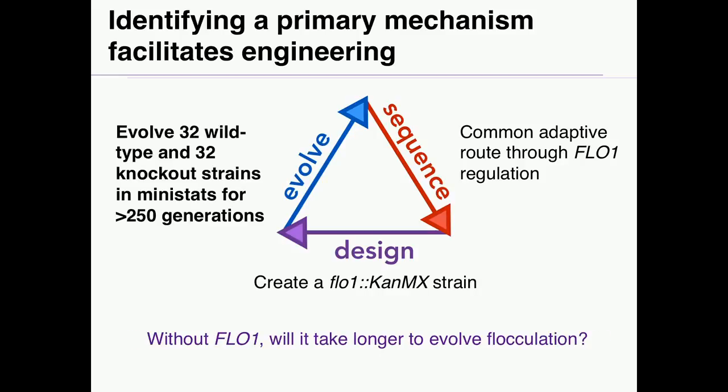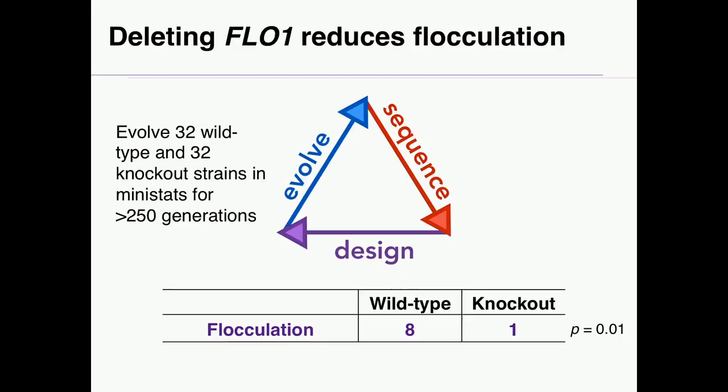So if we continue around our cycle, we evolved 32 wild-type strains in comparison to 32 of this Flo1 knockout strain in our miniature chemostats for over 250 generations. And we asked during that time how many of the wild-type and how many of the knockout strain evolved the flocculation trait. And we found that 8 of our wild-type strains evolved the trait, but only one of our knockout strains evolved flocculation. So at this point, we were able to say that deleting Flo1 did significantly reduce flocculation in our experiments, and this is now the favored strain for evolution experiments in our lab.